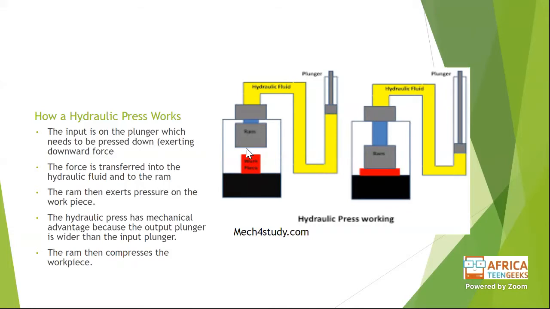All right. Now this is what the system looks like. But now, this is the plunger being pressed down, exerting pressure. You can see the ram has gone down. Now the pressure is on the workpiece and the hydraulic press is doing its work.